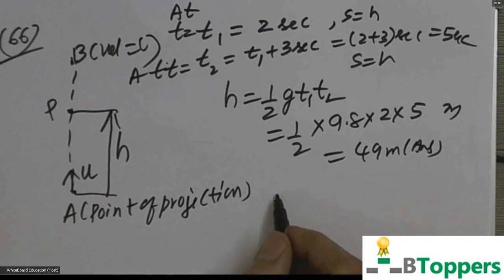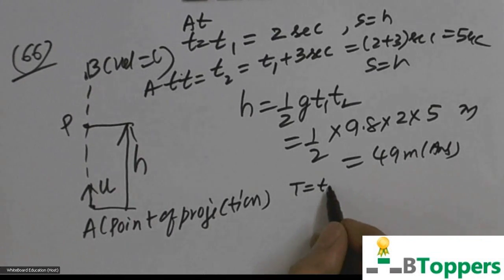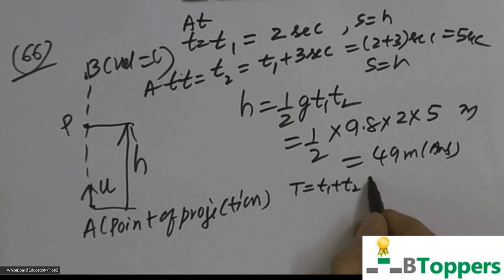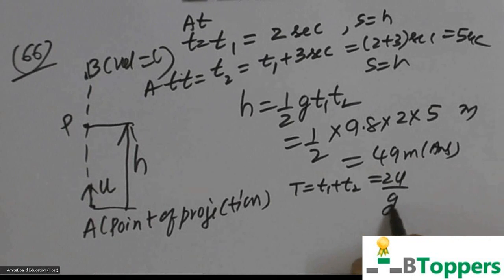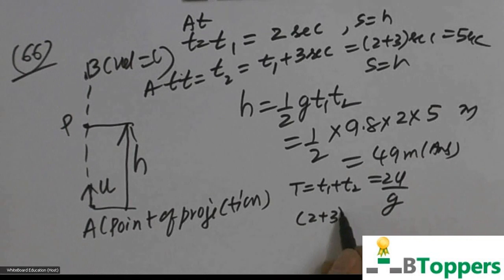So the time of flight will be equal to T1 plus T2, which is equal to u by g. Here T1 is 2 seconds, T2 is 3 seconds.